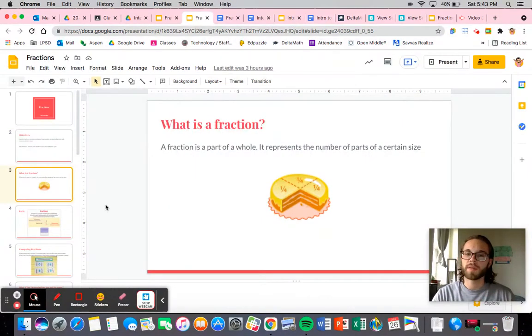So first of all, what is a fraction? Well, it represents a part of a whole. It's essentially telling you a number of parts of a certain size. If you think of it in real terms, a fraction of the cake is part of the cake. In this case, you cut it into four equal parts. You have fourths. You cut into thirds, fifths, sevenths, eighths, ninths, whatever.